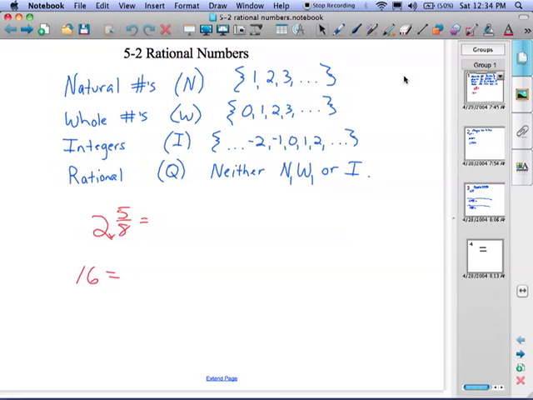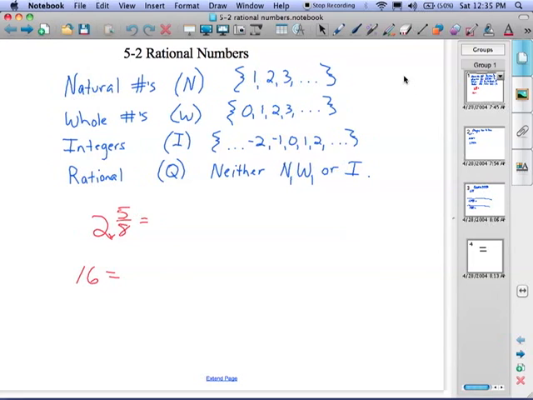Then we have the integers. They get the letter I. And you can see that the integers now add the negative numbers, which we learned about in Chapter 2. And then finally, we have the rational numbers. They get the letter Q.